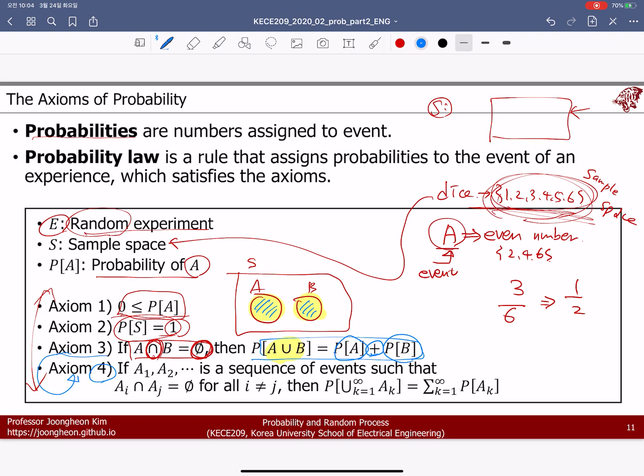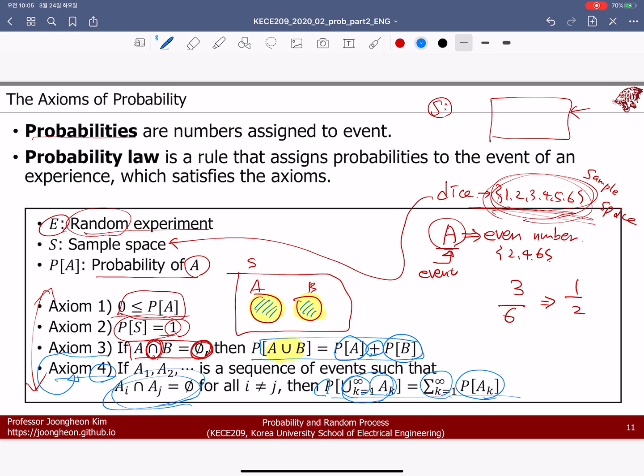Axiom 4 is a generalization of axiom 3. In axiom 3, we define this result for the 2-event case. However, in axiom 4, we define this property for n events. For any pair of events A sub i and A sub j, if there is no intersection at all, then we can say that the probability of the union of the events equals the summation of the probabilities of the events.